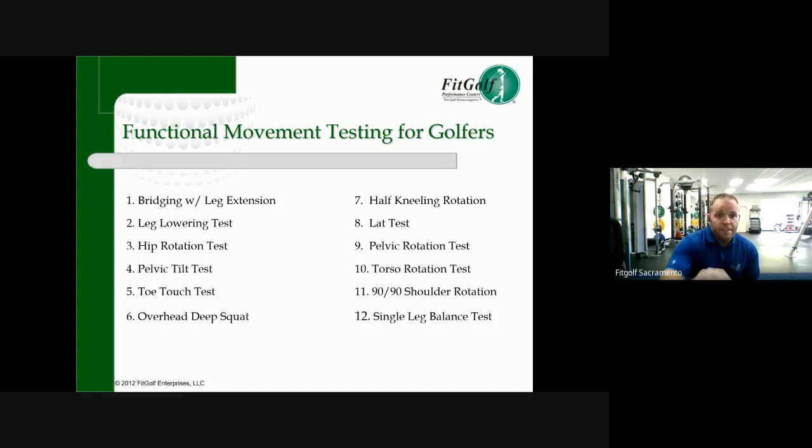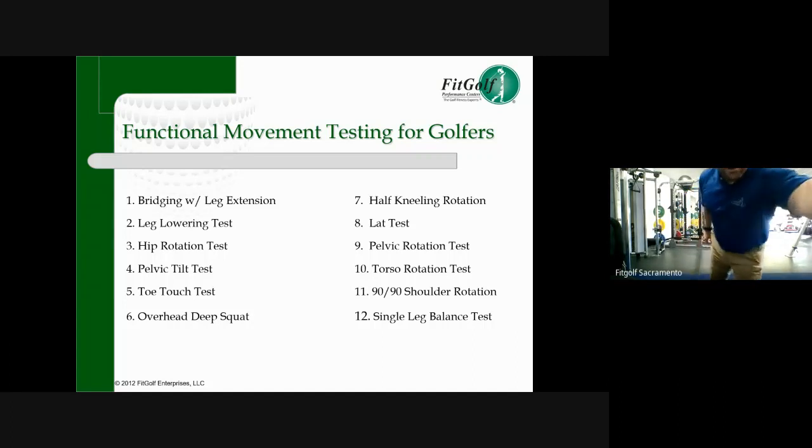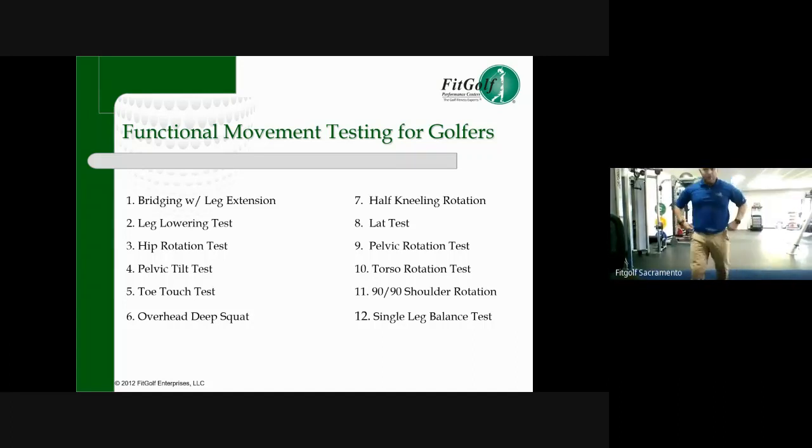The leg lowering test I am going to skip. It's not the most exciting thing to see virtually. What do we get here? Hip rotation test. Let's do the pelvic tilt test. So I'm going to go through a couple series. Normally, I'd want to see everyone's full body, but I'm going to get a little bit closer so you can see what I'm doing. So there's 3 hip and pelvis tests.